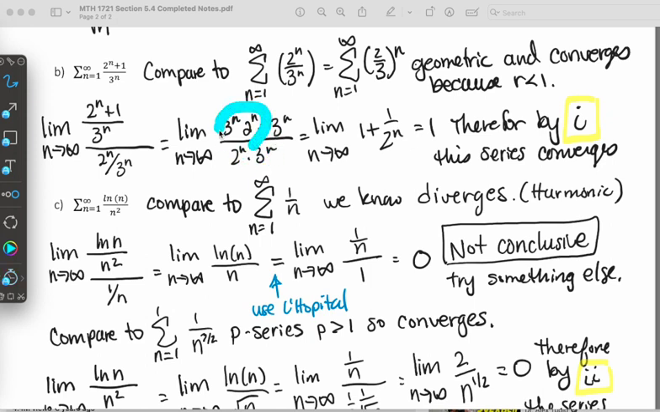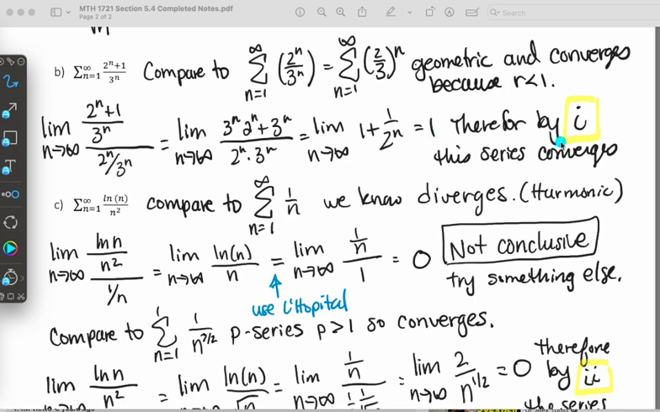When I take this over this, I get 1. When I take this over this, I get 1 over 2 to the n. So when I simplify this, I get the limit as n goes to infinity of 1 plus 1 over 2 to the n. Now, as n gets larger and larger, this approaches 0, which leaves me with 1.